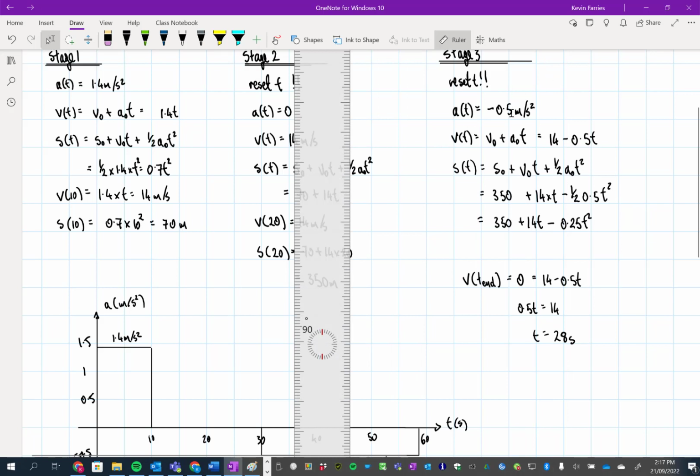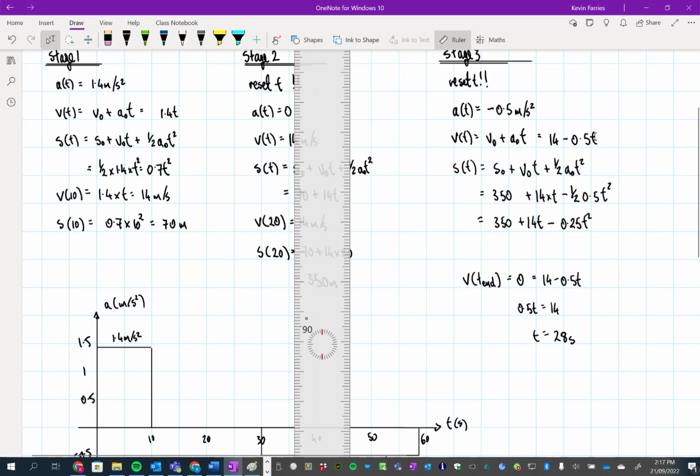It must be in dynamic equilibrium. And then in this stage, the velocity is given by 14 minus 0.5t. And again, this is going to be a straight line. So this is going to drop by half a meter per second every second. That's what it's showing you here.